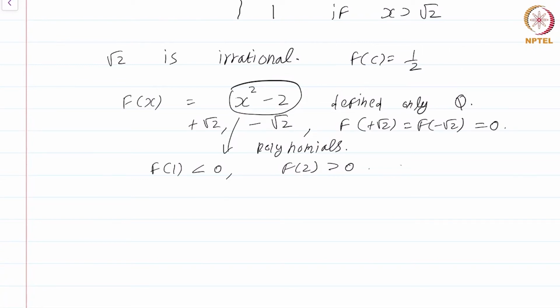So the intermediate value theorem is violated. So this function illustrates that the intermediate value theorem is not true for rational numbers. So the goal is to capture what does continuity really mean.